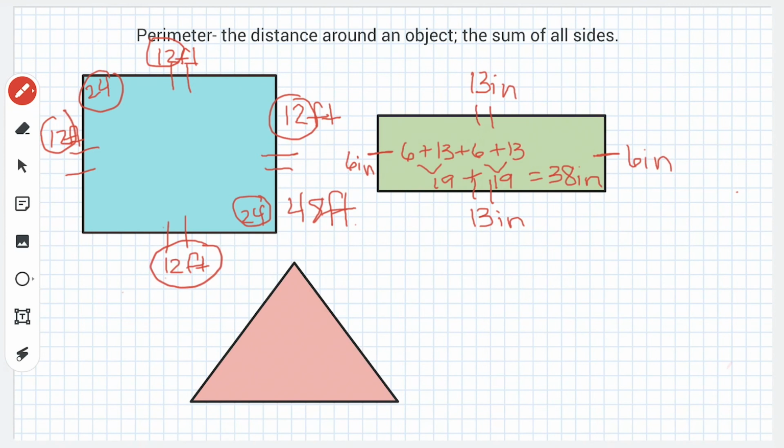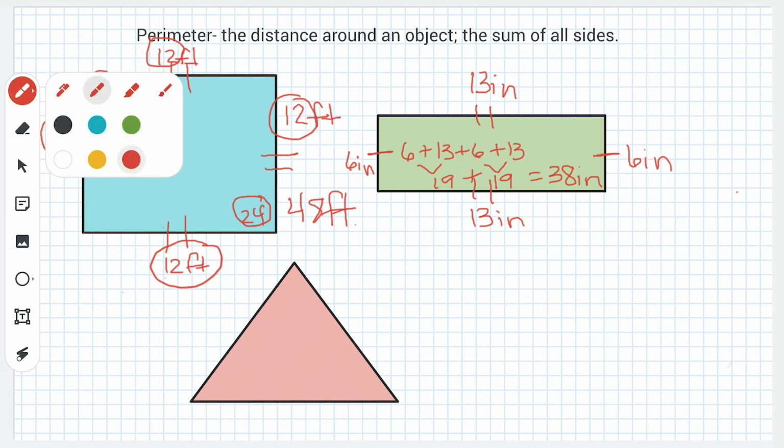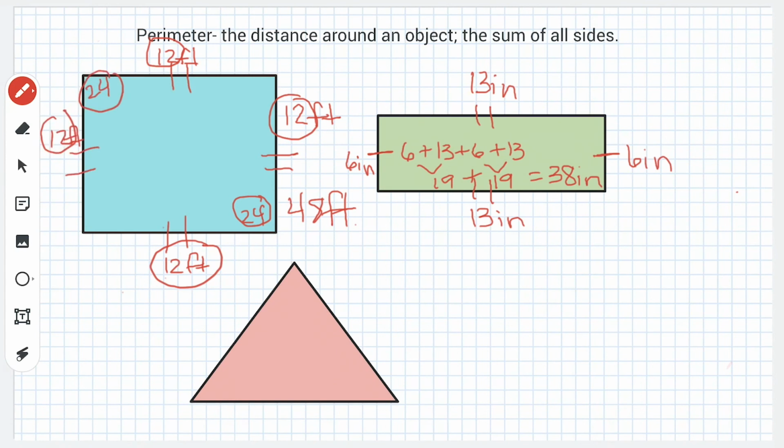Let's take a look at the next figure. Here we have a triangle. In this triangle, I have two sides with a length of 20, let me get the pen back again. The laser's not gonna work, it disappears. I have two sides with a length of 20 yards. And I have one side with a length of 30 yards.